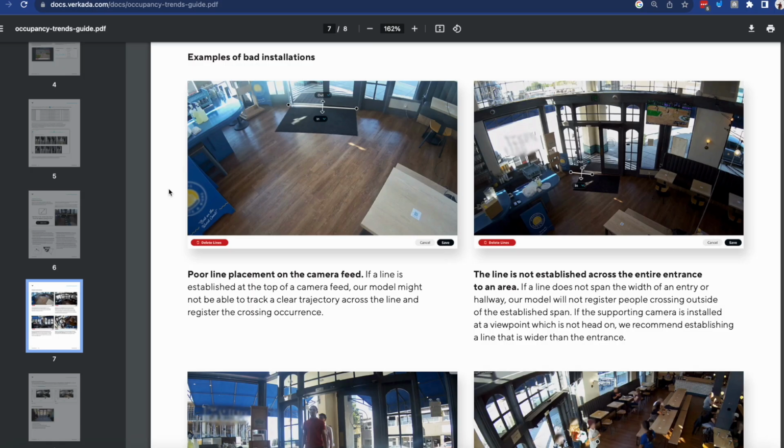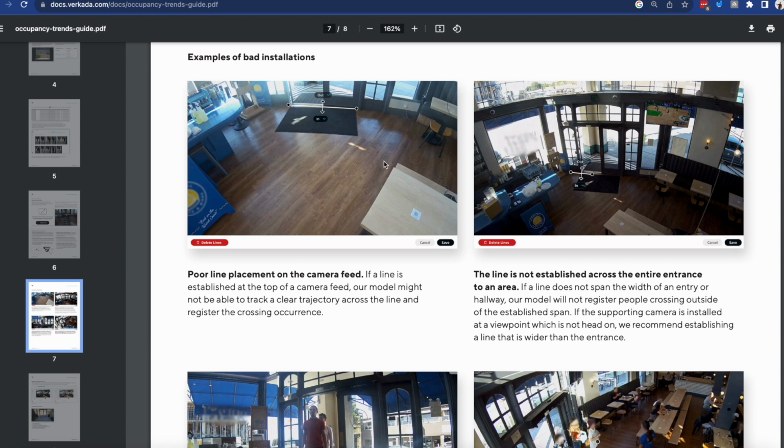This is the occupancy trends guide, and as you can see on page number 7, you do have examples of bad installation, and the first example is exactly what I've done wrong. You'll get a lot of people reported to go out because they'll walk in the frame, get detected and cross the line, while most of the people coming in, they'll be detected as a person and their bounding box already crossed the line by that point.